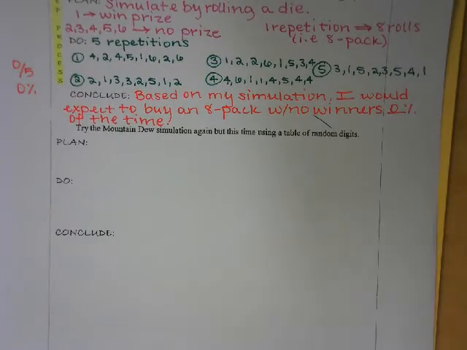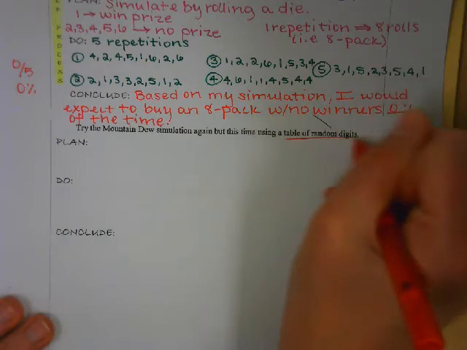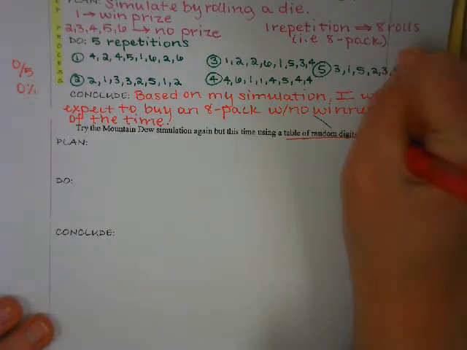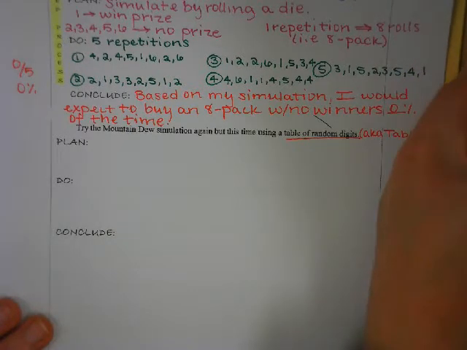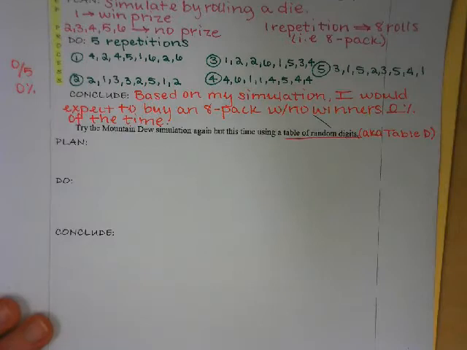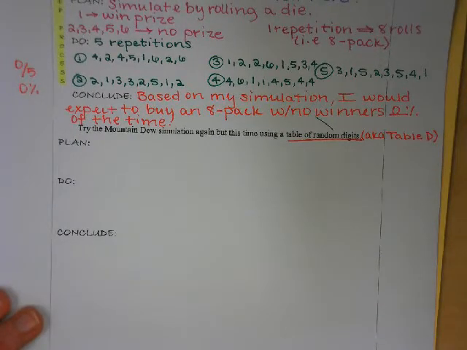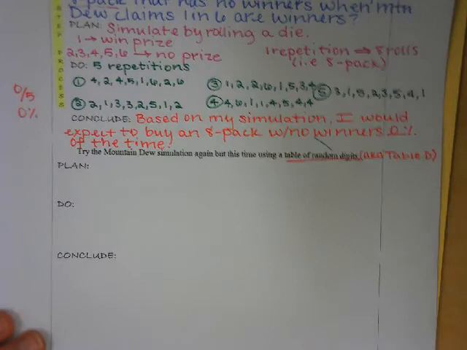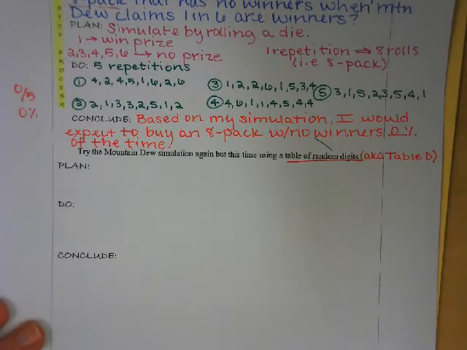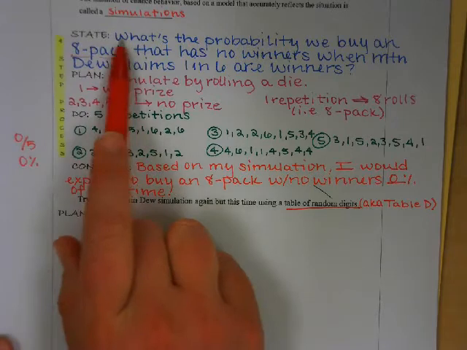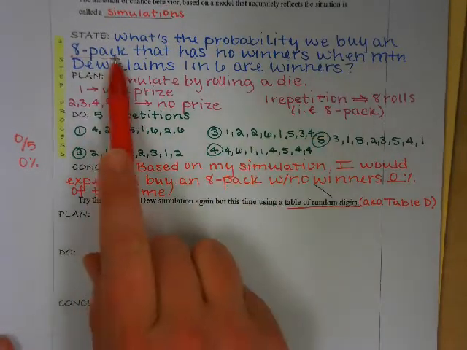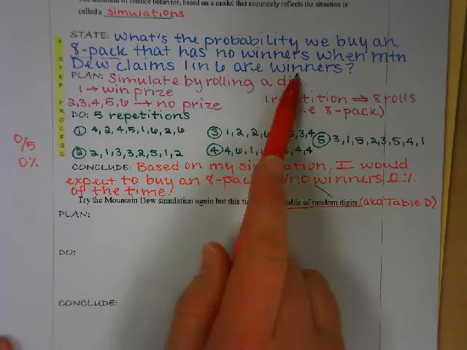All right, so we're still working with the Mountain Dew simulation, but this time we're going to use the table of random digits, also known as Table D. In the homework, you may see it referred to as Table D. Now on this one, I got rid of the state. I just have the plan, do, conclude, because the state would be the same. We're still trying to figure out what's the probability we buy an 8-pack that has no winners when Mountain Dew claims 1 in 6 are winners.